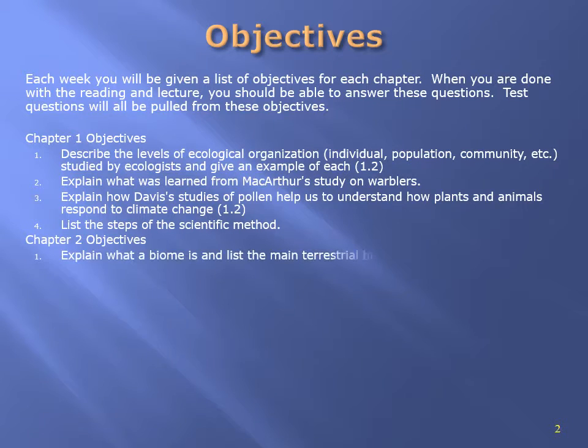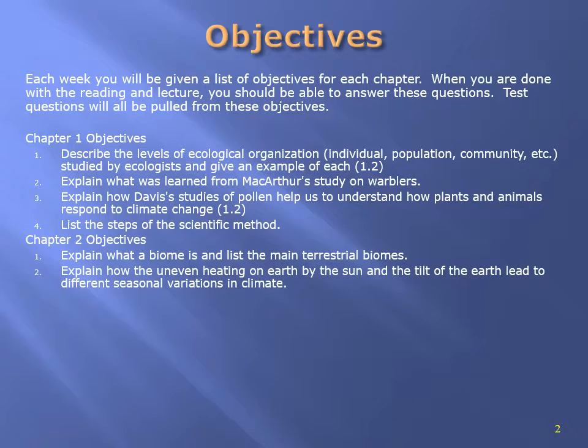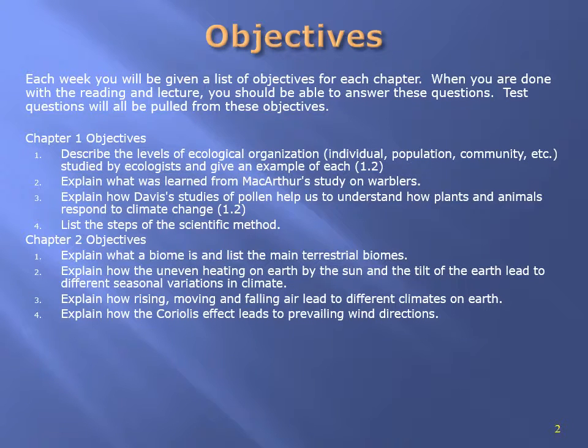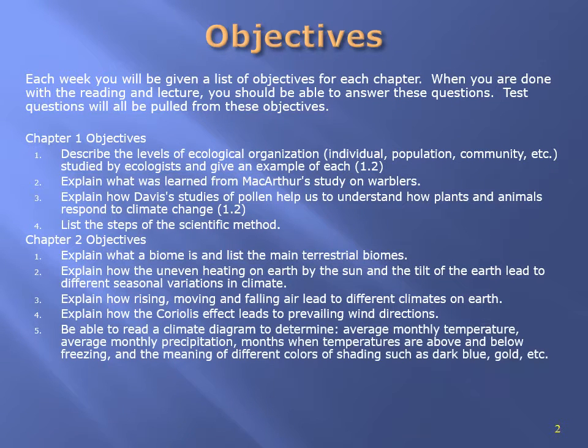And our objectives for chapter 2 are to explain what a biome is and list the main terrestrial biomes. Explain how the uneven heating on Earth by the sun and the tilt of the Earth lead to different seasonal variations in climate. Explain how rising, moving, and falling air lead to different climates on Earth. Explain how the Coriolis effect leads to prevailing wind directions. Be able to read a climate diagram and determine the average monthly temperature, average monthly precipitation, months when temperature is above and below freezing, and the meaning of the different colors of shading such as dark blue, gold, etc.